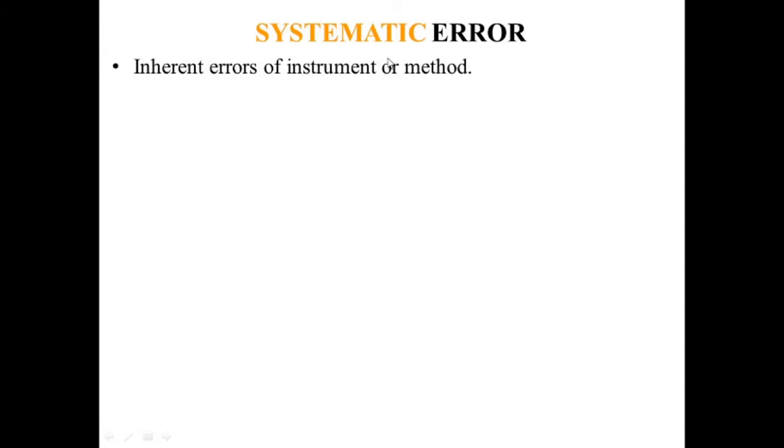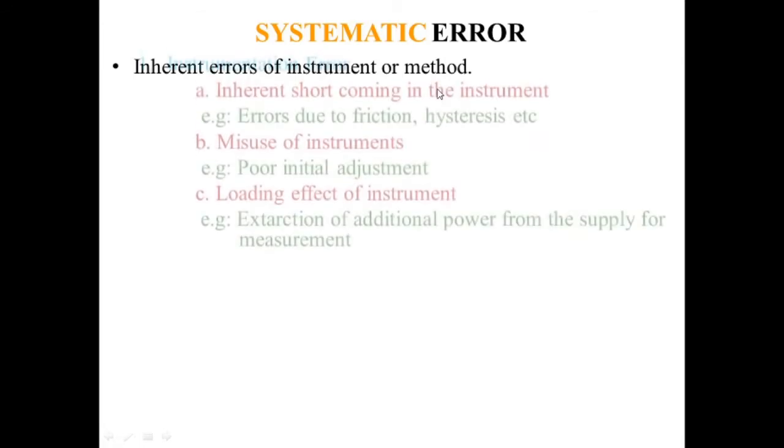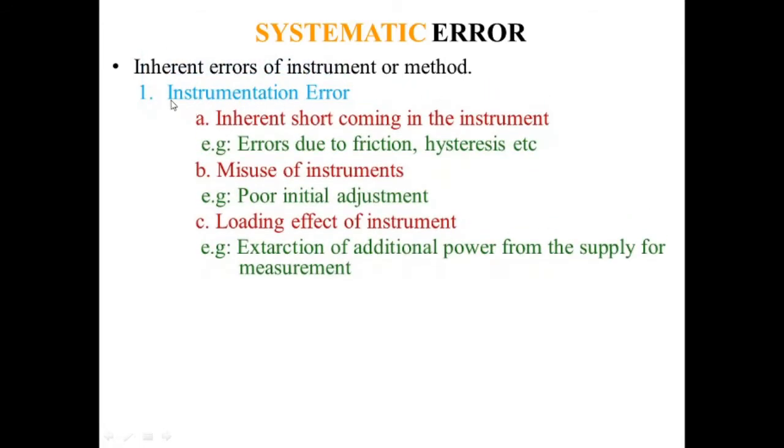Next one is the systematic error. Systematic error means the inherent errors of the instrument or the method. The instrument error can happen first by means of the inherent shortcomings in the instrument. For example, the errors due to friction and hysteresis, etc. So this we can't avoid. We need to do something to avoid this one.